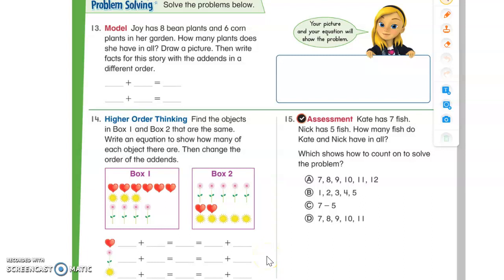We are going to solve the problem solving together. At the top of the problem solving page, we can find the directions. Problem solving. Solve the problems below.